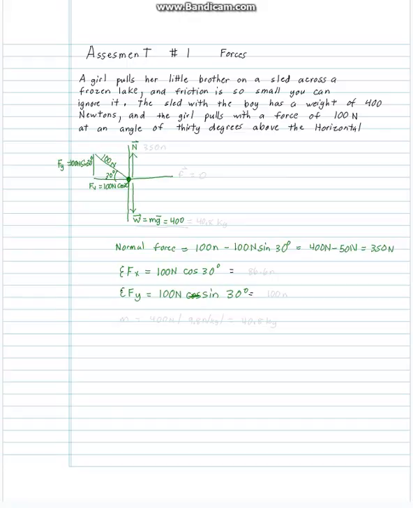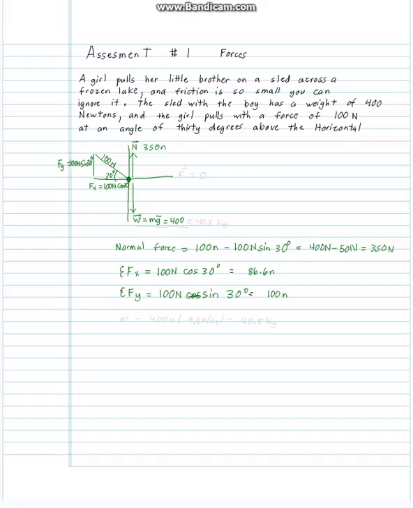So when we compute the net force on the x-axis, 100 newtons times cosine of 30, we get 86.6 newtons. And then across our y-axis, 100 newtons sine of 30 degrees equals 50 newtons. And as stated earlier, we computed our normal force, so that's actually going to be annotated up here.